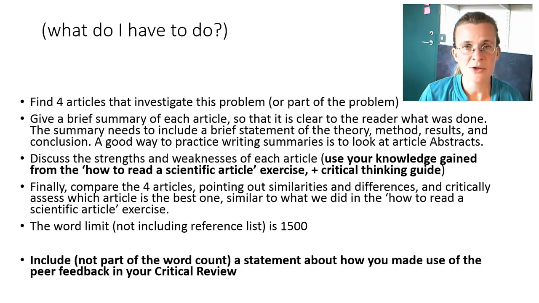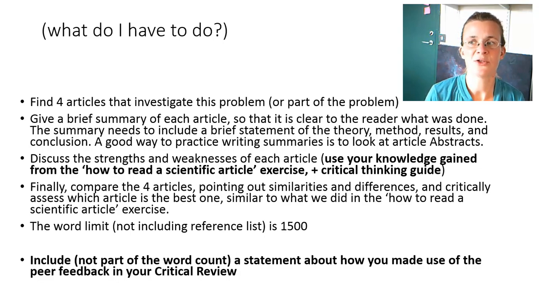What you need to include in your critical review is a summary of each article, so the reader knows what was done in this study. So it needs to be a very concise summary. It needs to include the background theory it is based on, what method they used, what they found, and what they concluded. And when you look at a peer-reviewed article's abstract, that's the short bit above the main body of the article, that abstract is a very good way to practice writing about an article in a short form, because it includes everything that you need to know.